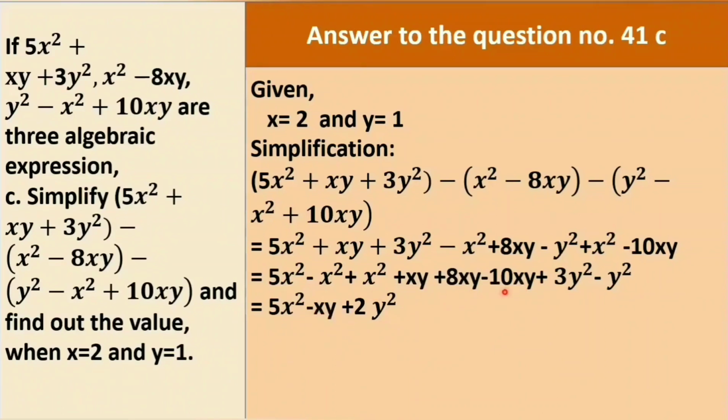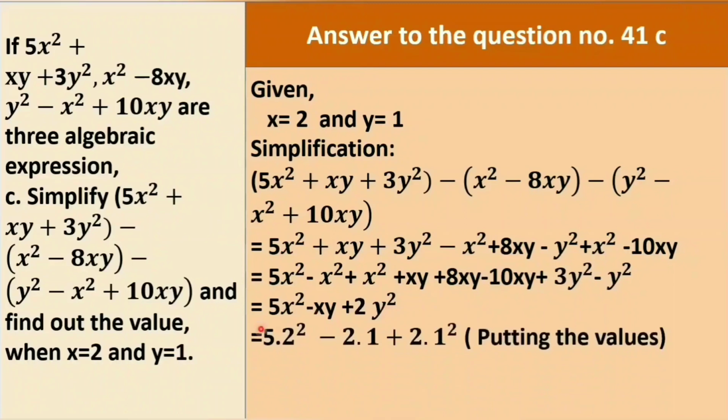Why? Minus 10xy and plus 9xy. If you subtract, then we will be left with 1xy. But between 9 and 10, the greater number is 10. And before 10, there is a minus sign. So in the answer, there will also be a minus sign. Then we will go for 3y square and minus y square. If you subtract 1y square from 3y square, the result will be 2y square. Then we will put the values.